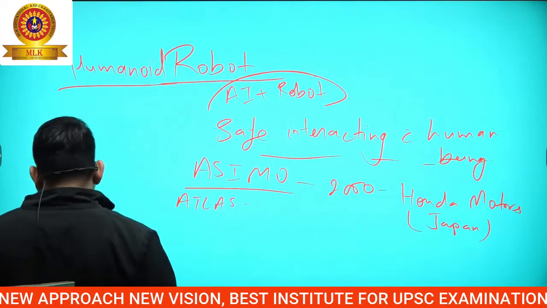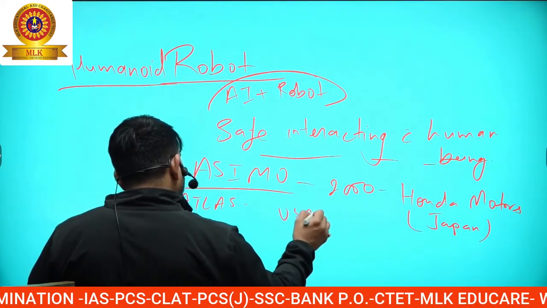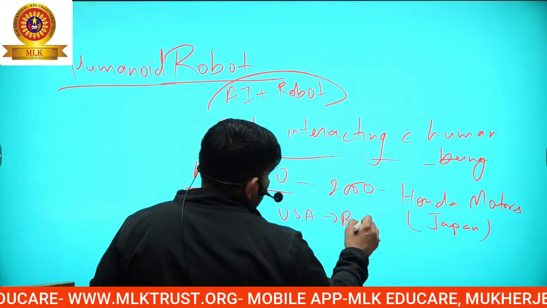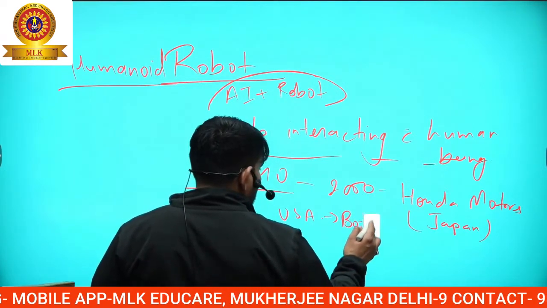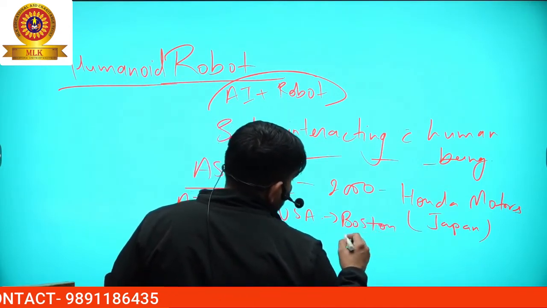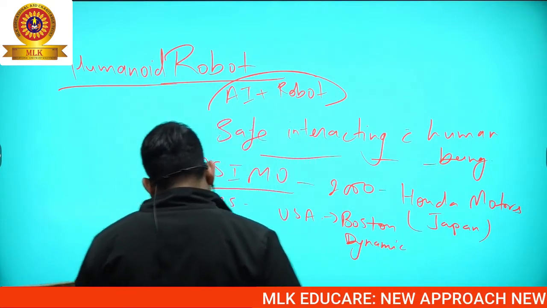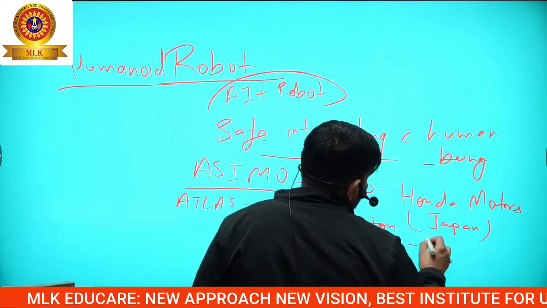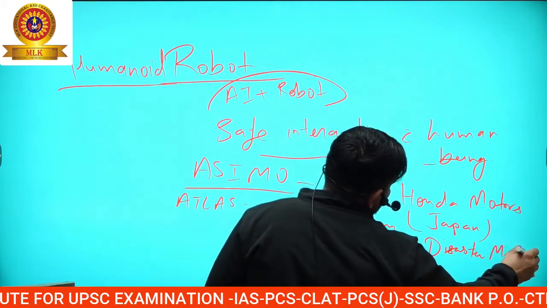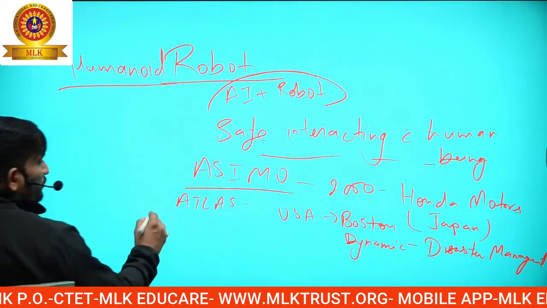Atlas. Atlas is also a what? USA कंपनी है ये, सॉरी हाँ USA कंपनी है. दिस इज द नो एज द बोस्टन डायनेमिक. Clear? So Boston Dynamics is a USA company, and this robot is used for disaster management. Clear? So next one is the Kirobo.